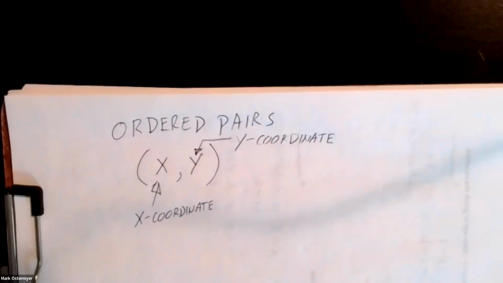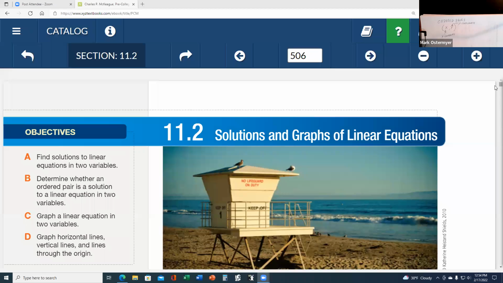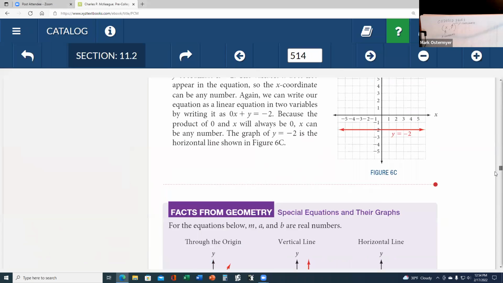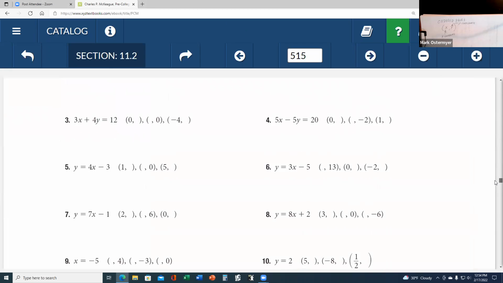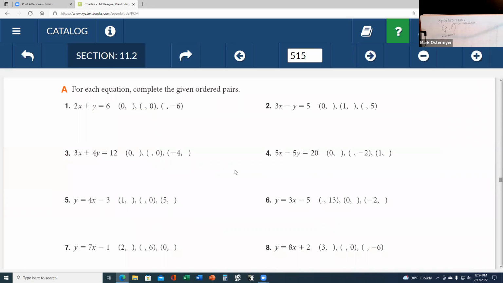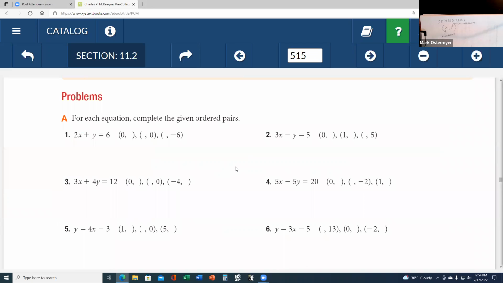Go back to our textbook. We're working in section 11.2 right now. Go down to our problem set down here. Problems begin right down here. All right. So, ladies and gentlemen, in problems 1, 2, 3 onward here, it says, for each equation, complete the given ordered pairs.